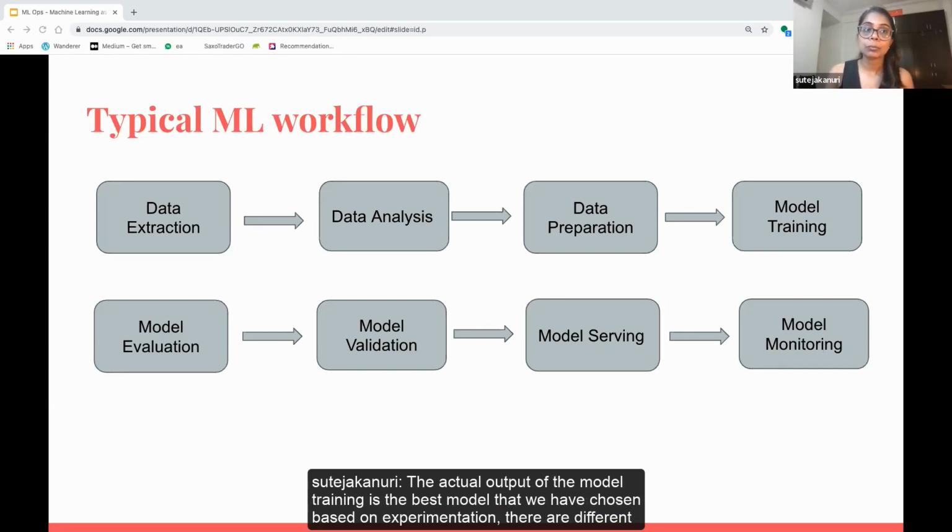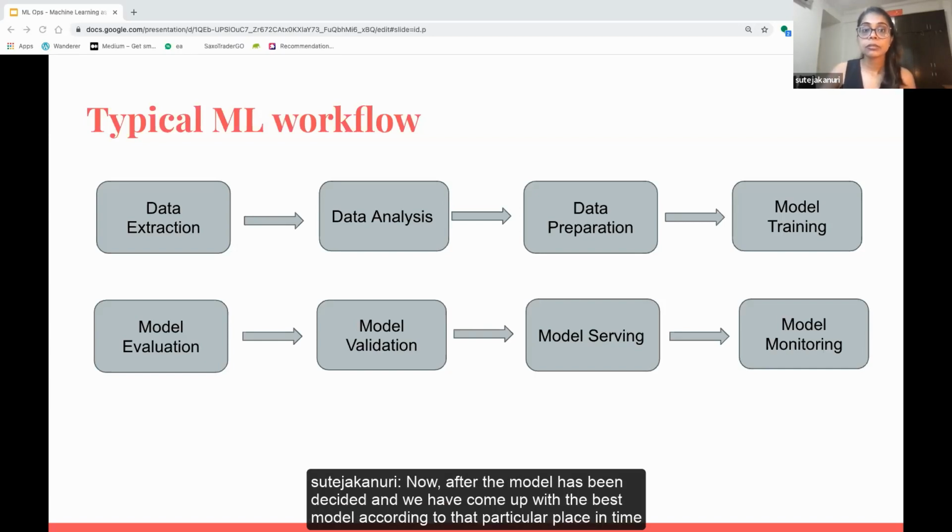So the actual output of the model training is the best model that we have chosen based on experimentation. There are different tools which actually help in each and every phase. The tools are very standard at this point in the market, and can be found in different cloud ecosystems as well, like Amazon, Google, or Microsoft.